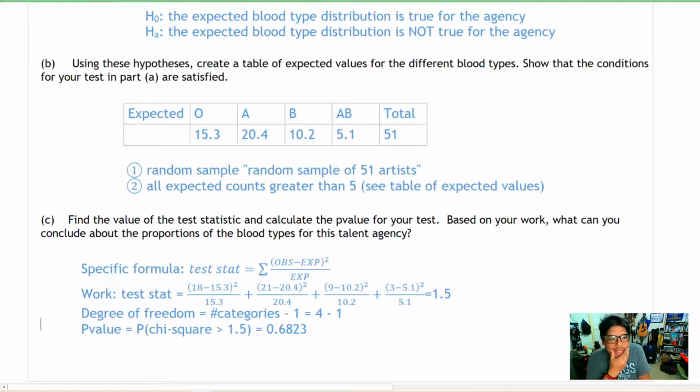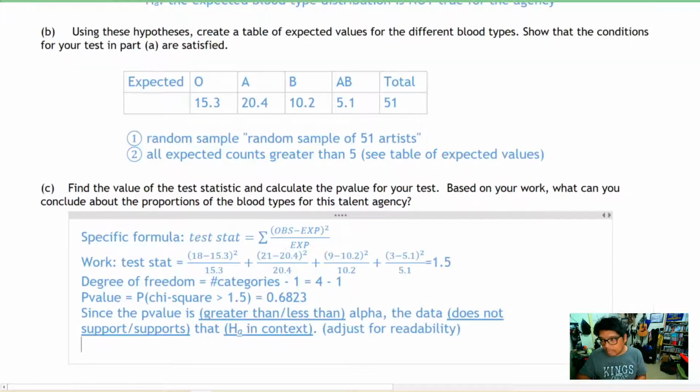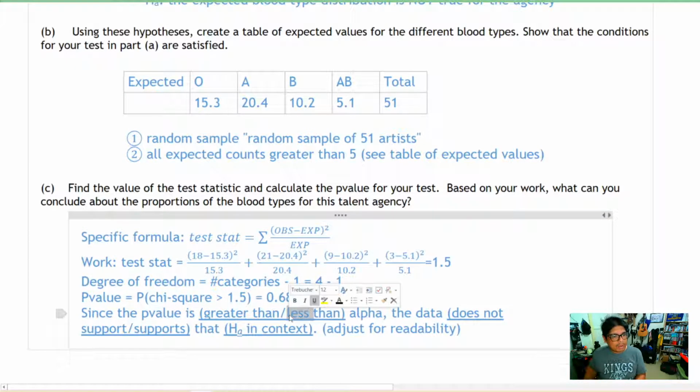Now, they didn't give us an alpha level, but 0.68 is such a large p-value that it doesn't really matter what we use for our alpha. We're not going to have evidence for our alternative hypothesis. So let's get to our standard conclusion. The p-value is greater than alpha. So the data does not support the alternative hypothesis.